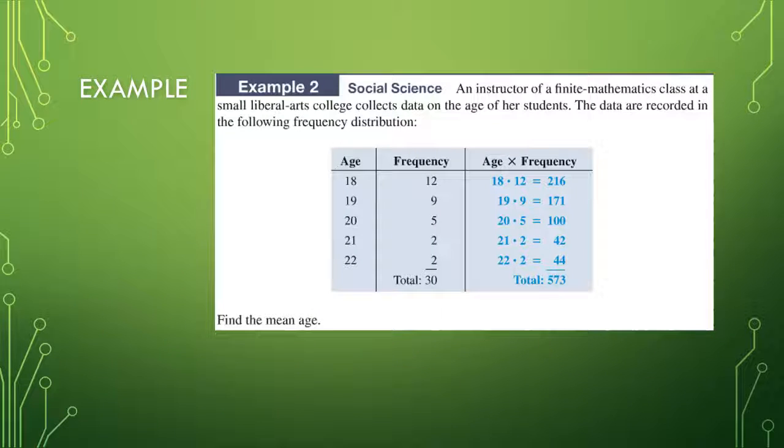Okay, here's an example using a frequency distribution, and they've actually already multiplied the age by the frequency, so they've kind of made life easy for you. You don't have to put this in your calculator as far as the lists go. So pause the recording, give this a try, and resume to check your answer.